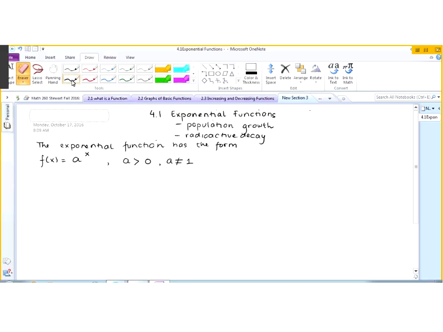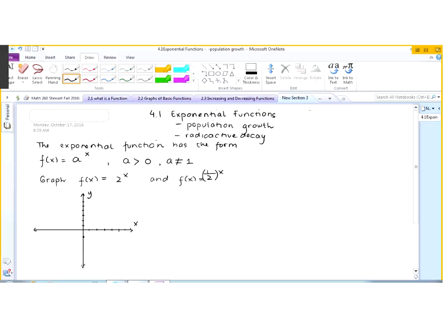Now, let's graph. What we want to do is graph f of x is equal to 2 to the x, and f of x is equal to half to the x. All right, so let's see how the graph looks. So we have 1, 2, 3, 4, 5, 6, and 1, 2, 3, 4, 5. Okay, so f of x is equal to 2 to the x.